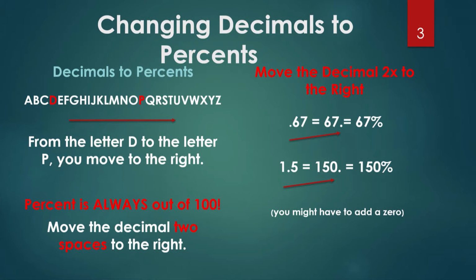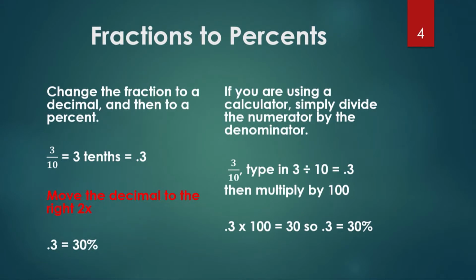0.67 becomes 67%. 1.5, again, I moved it 2 spots to the right, so it's 150%. You can see there that I had to add a 0, because when I move it one time, the decimal's right after the 5, but I have to move it again, so I had to add a 0. So 1.5 becomes 150%. The reason you want to know this is because when you're finding simple interest or doing different percentage problems, you very well might have to change a number from percent to decimal or decimal to percent. So when you think about going from D to P, decimal to percent, you go to the right. When you are going from percent to decimal, you're going backwards, to the left, so you would move your decimal 2 spots to the left.